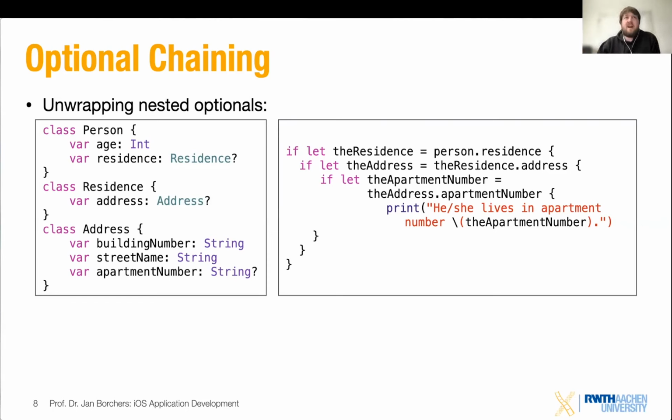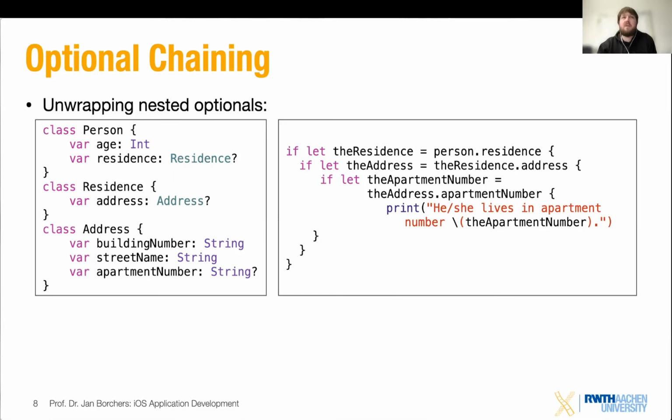Then in the second line, we again check whether the residence also has an address set, or if the address is nil. So here the address is set to residence.address. And if address is set to something and it's not nil, then we will continue. And in the third line, we check for the apartment number. So here in the third line, we are already sure that the person has a residence object set, has an address object set, and now we're trying to see whether there's also an apartment number set.